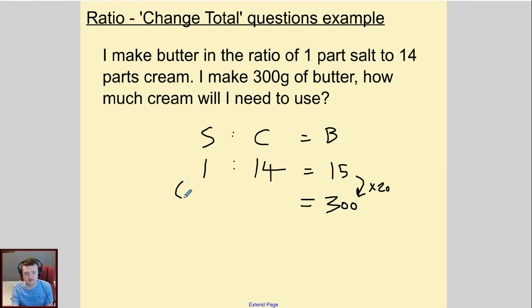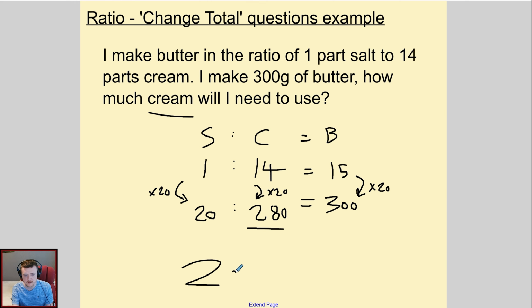So I do exactly the same thing to both of my numbers over here. So this is times 20. This is times 20. Okay, and then 1 times 20 is 20. 14 times 20 is 280. The question says cream, so my answer is cream. So it's 280 grams of cream. How do I know it's grams? Because this is grams. So since the measurement is given in grams, my answer must be given in grams as well. Okay, so 280 grams. I might write cream if I need to.